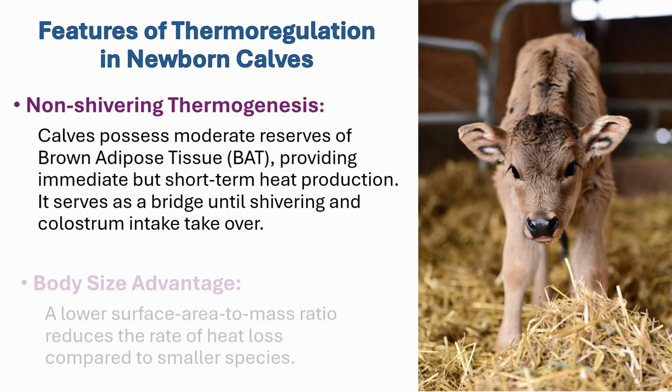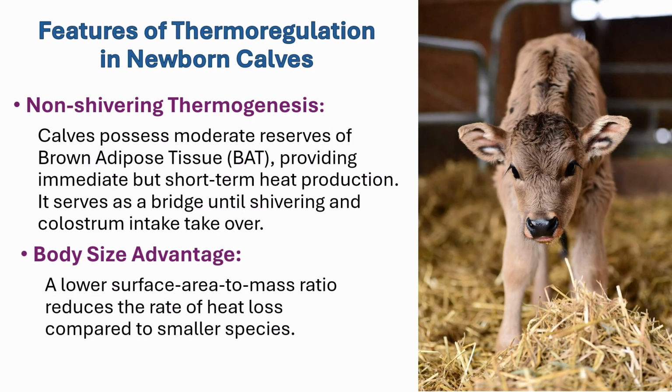Second, calves benefit from their body size. Because they are larger, they have a lower surface area to mass ratio. This anatomical advantage significantly reduces the rate of heat loss, making them much more resilient to cold stress than piglets.